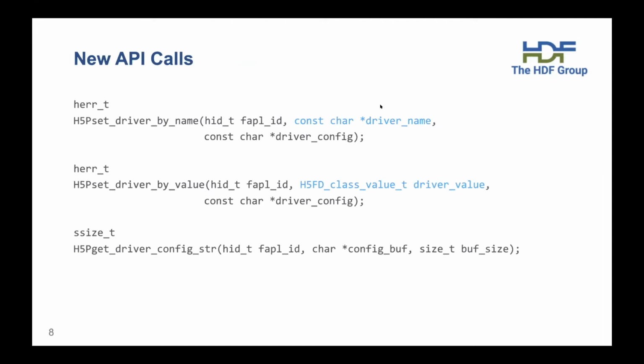So a few new API calls we added for this feature, mainly the set driver by name and set driver by value APIs. They both take a file access property list and a configuration string, and they only differ from each other in the fact that one takes a name of a VFD plugin and the other takes one of those permanent ID values of a VFD plugin and tries to load the VFD by one of the two. We also have this third API I just mentioned that just gets the configuration string used for the driver and gives it back to you.